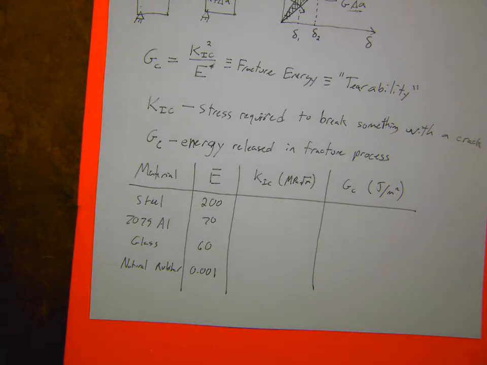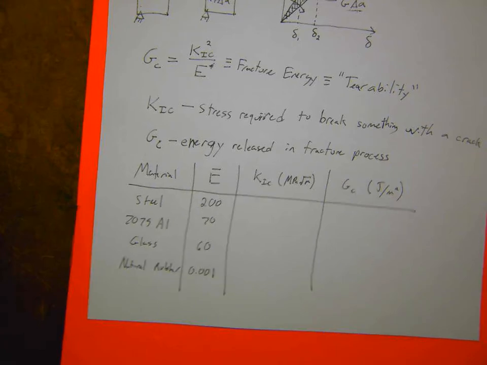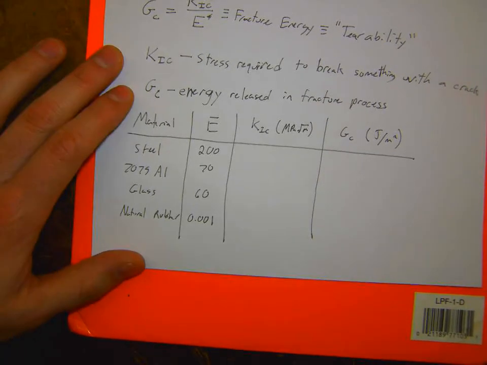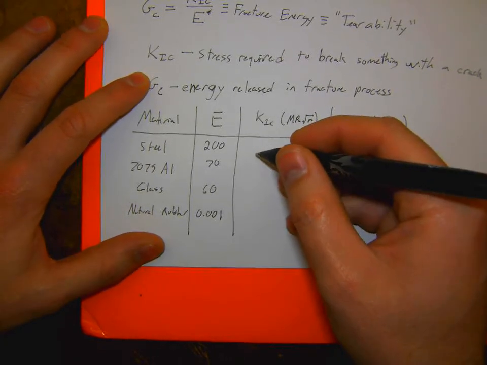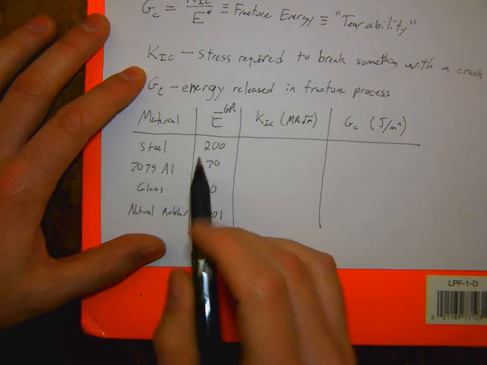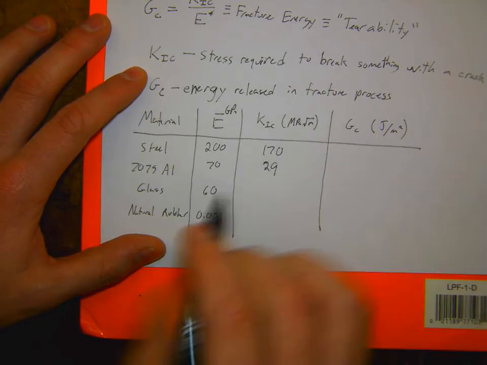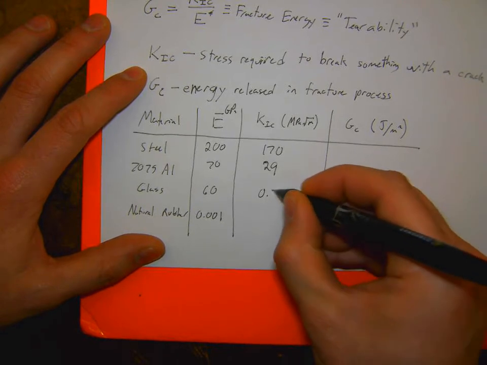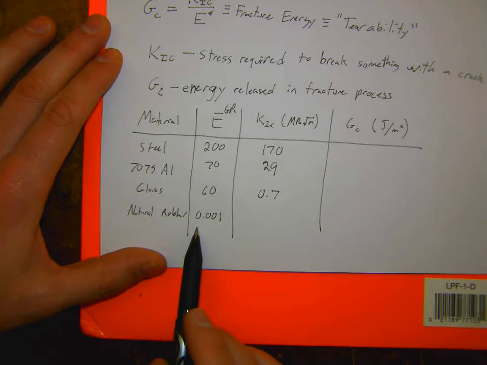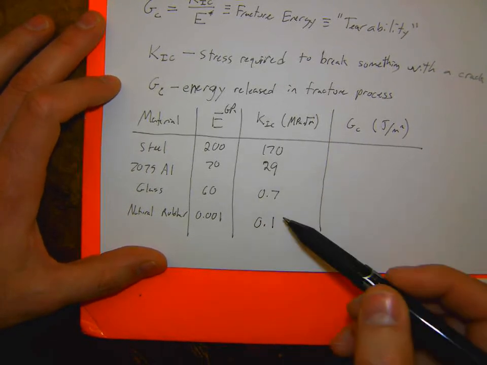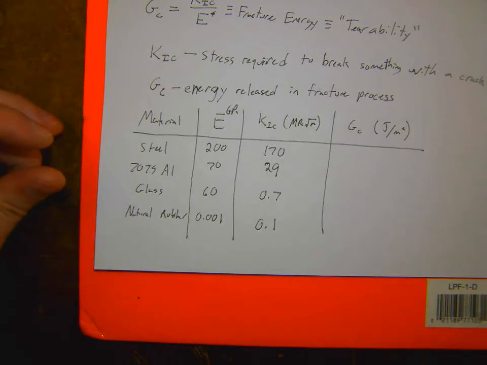This is why I'm bringing this up, because these two are somewhat confusing concepts. So these are some materials that I had shown last week. Steel has a stiffness in GPa of 200, and it has a KIC around 170. Aluminum has a stiffness of 70, and a KIC around 29. Glass is very weak, something around 0. It has a low toughness. But natural rubber, because it has that E that's so small, 0.001 GPa, so like a megapascal, the KIC of natural rubber is actually lower than that of glass. Because it's so soft, it doesn't take a lot of force to stretch it, and therefore doesn't take a lot of force to cause a crack to propagate.